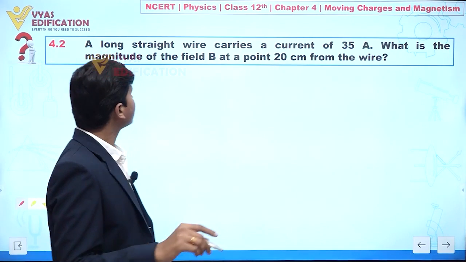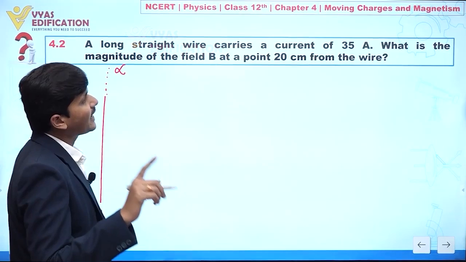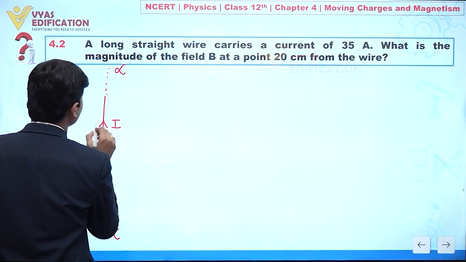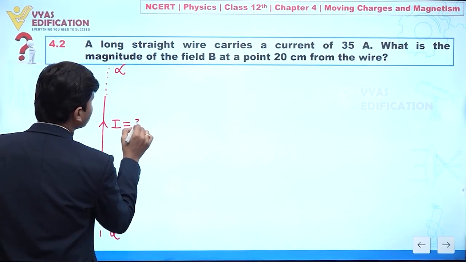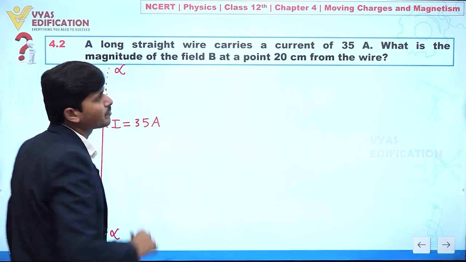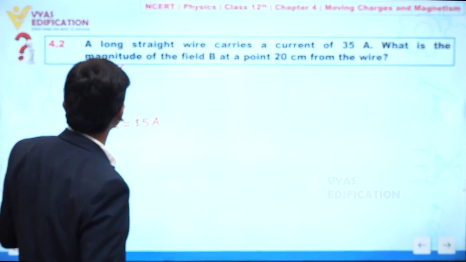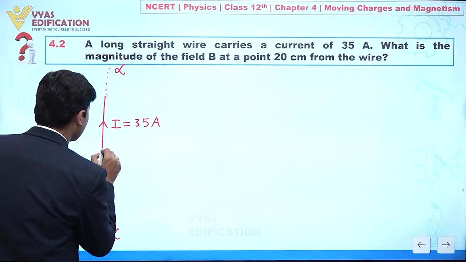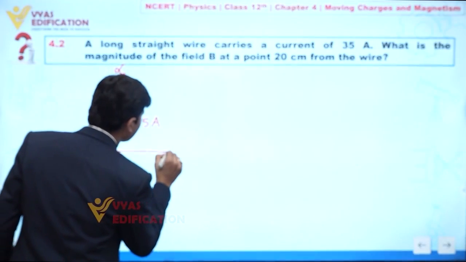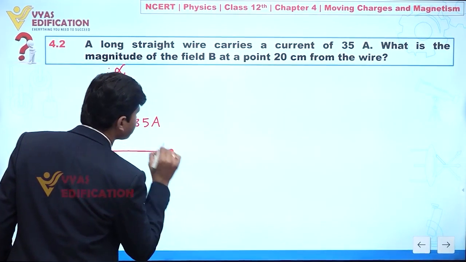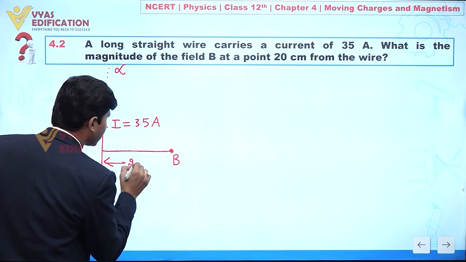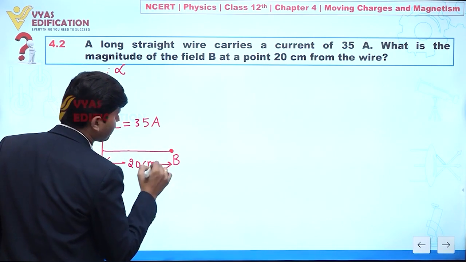In this question it is given that a current of 35 ampere is flowing. So let's suppose the current flowing here is I, equal to 35 ampere. Now our objective in this question is to calculate the magnitude of magnetic field at B. So let's suppose we want to find the magnetic field at this point B, that is at 20 centimeter from the wire.